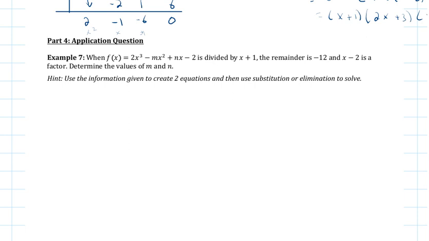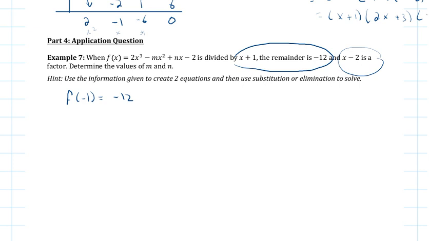That means f at 2 is going to equal 0. Perfect. And then x plus 1 with a remainder of negative 12 means f at negative 1 is going to give me negative 12. Now, we have to determine what m and n are. So I need to use this information and this information to find m and n. Anytime there are two unknowns, you need to have two equations.